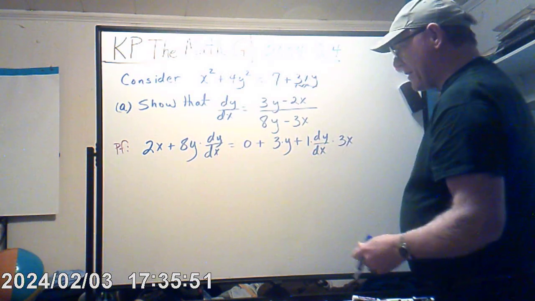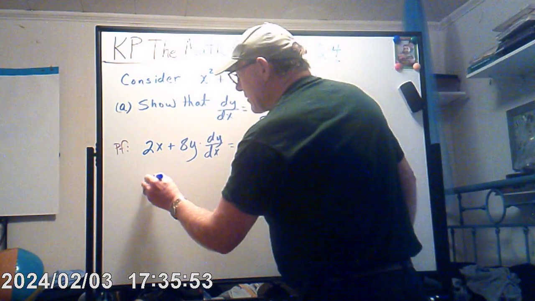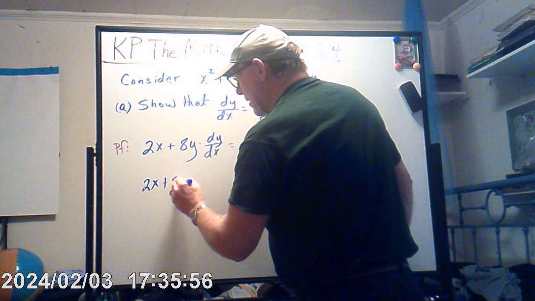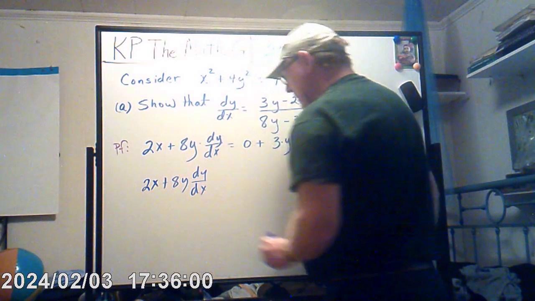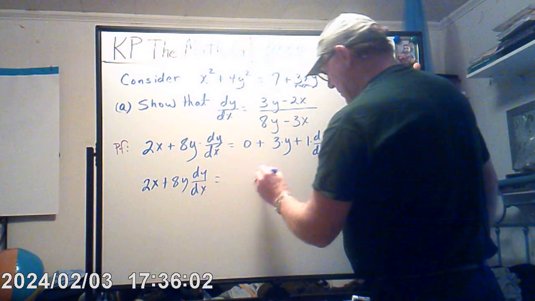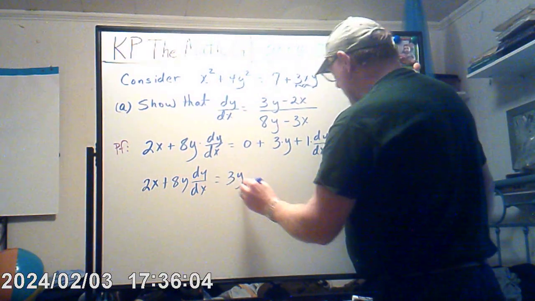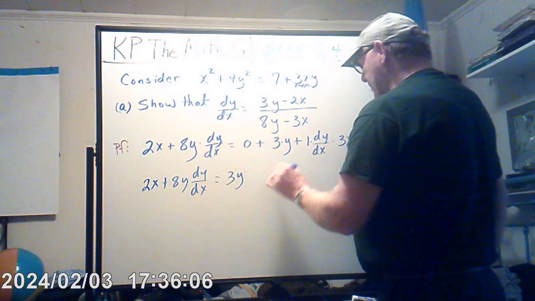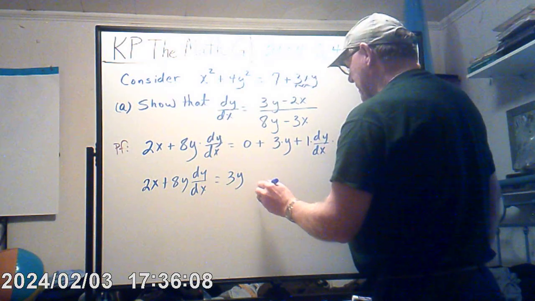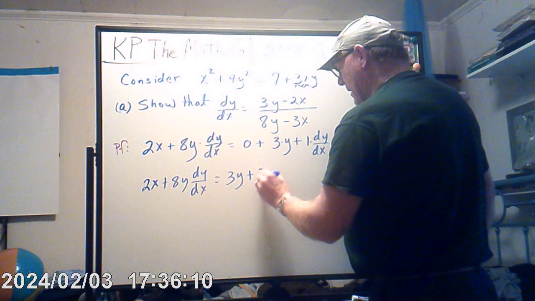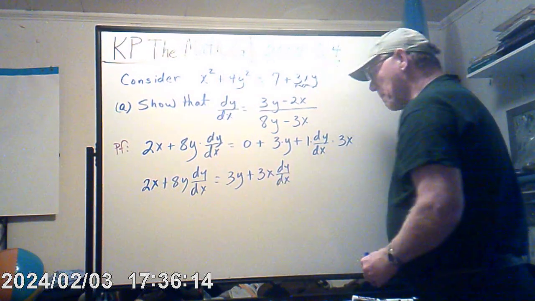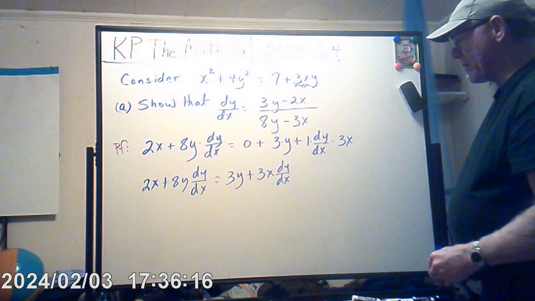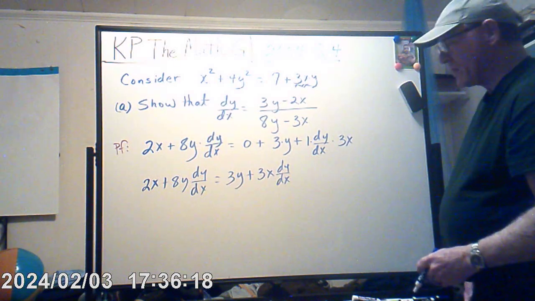So let's rewrite a little bit of this. We have 2x plus 8y dy over dx is equal to 3y plus, and we can make this 3x dy over dx. Alright, I believe that's everything. Now what?